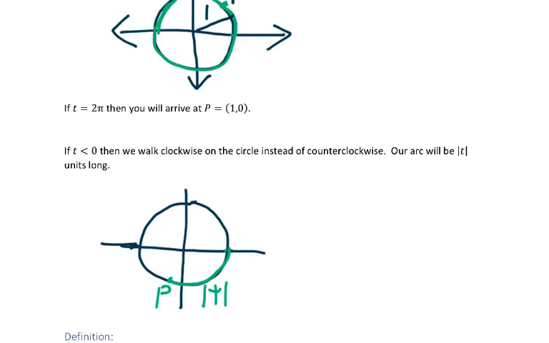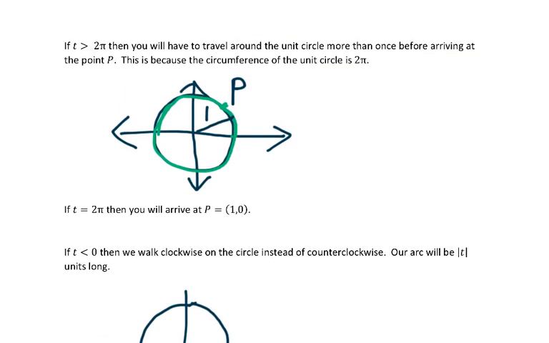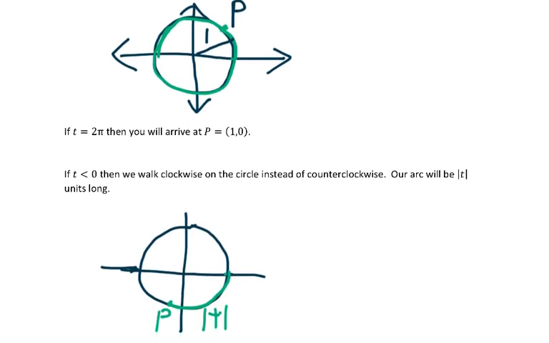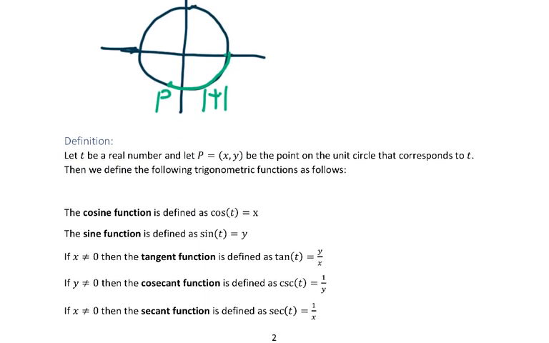Okay? So each T gives you a unique point P. As you can see here, if T is 2 pi, or if T is 0, you're going to get the same point P. That's okay. But each T gives us only one point. That's really what's important. Okay, let me just scroll down here.